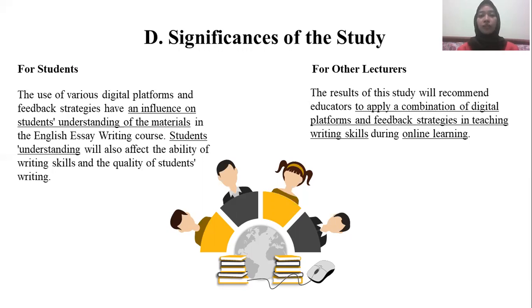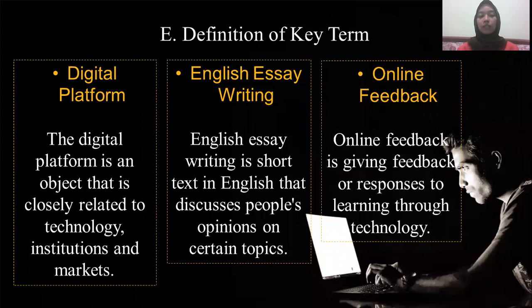The definition of key terms: the digital platform is a digital object that is closely related to technology, institution, and markets. And English essay writing is a short text in English that discusses people's opinion on certain topics. Online feedback is giving feedback or responses to learning through technology.